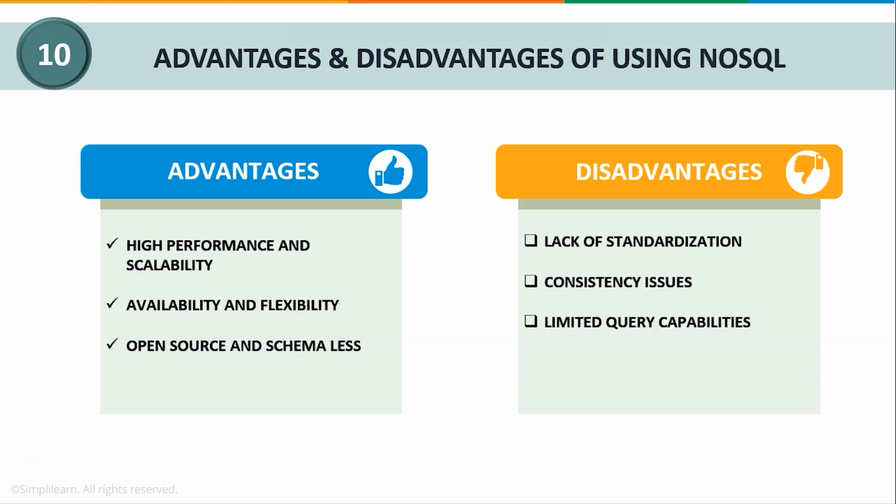On the other hand, there are some disadvantages as well. That is, it lacks standardization. That means it does not have a fixed query language to retrieve data from the databases, which results in consistency issues. And since it has these consistency issues and does not retrieve data properly, it has limited query capabilities. So that brings us to the end of today's session on SQL versus NoSQL, guys.